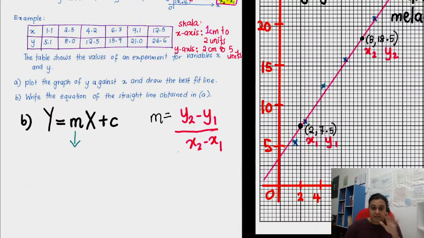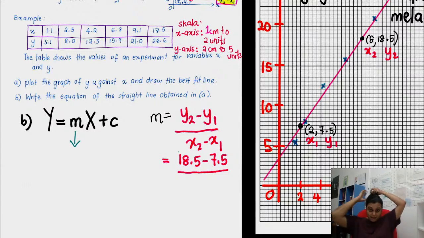Okay, now we just fill in the values. Okay, kita masukkan the nilai 18.5 like my one tolak 7.5. If you choose any other 2 points, you will also get the same answer. You must get the same answer. So don't worry. Choose another 2 points, tapi as long dia daripada garis lurus. Okay, right. Now this one will be 8 tolak with 2.